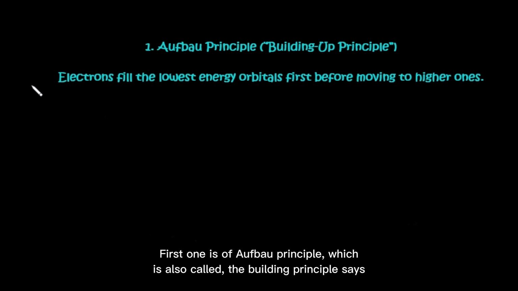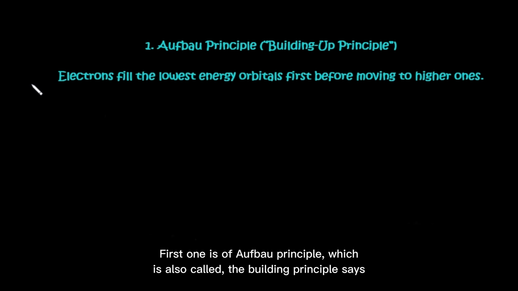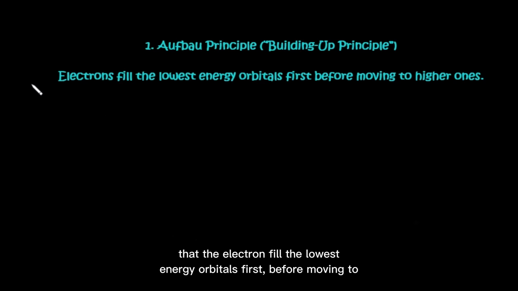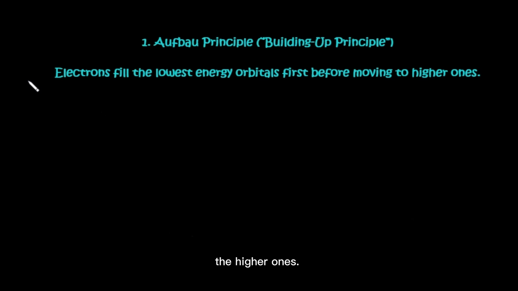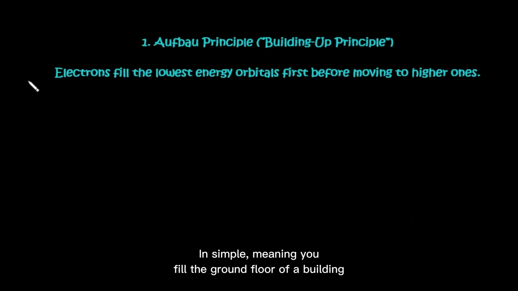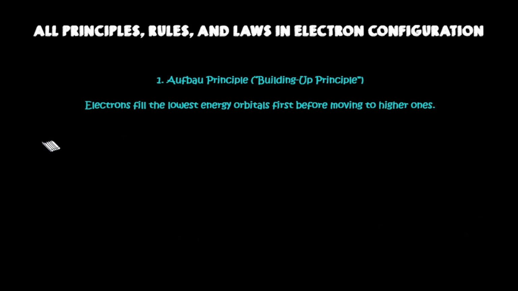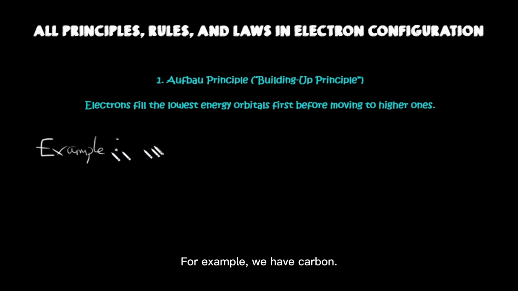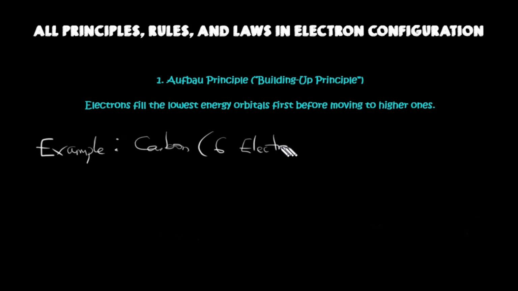First one is the Aufbau Principle, which is also called the building up principle. It says that electrons fill the lowest energy orbitals first before moving to the higher ones. In simple meaning, you fill the ground floor of a building before going to the first floor. For example, we have carbon with 6 electrons.